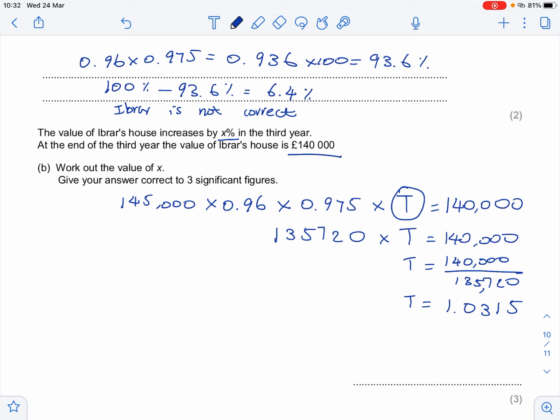So we change that into a percentage. Our decimal multiplier multiplied by 100 gives 103.15%. If you remember, we always start with 100%. We know the value is now 103.15, so minus 100, there is an increase of 3.15%.